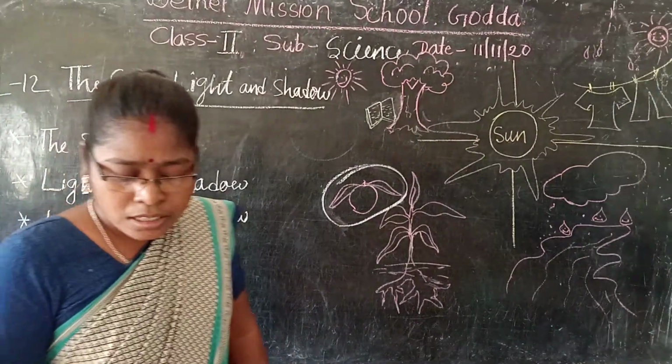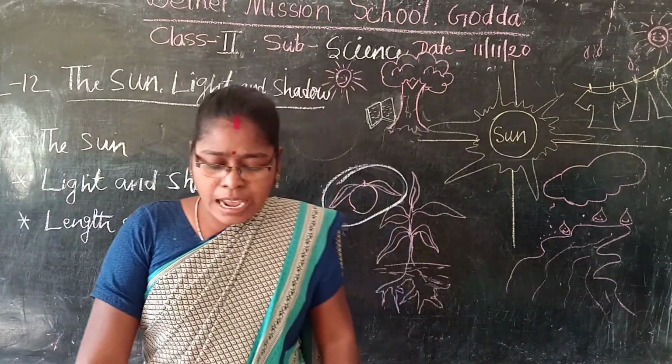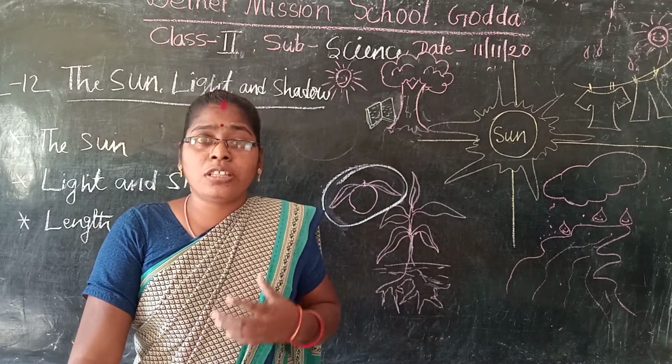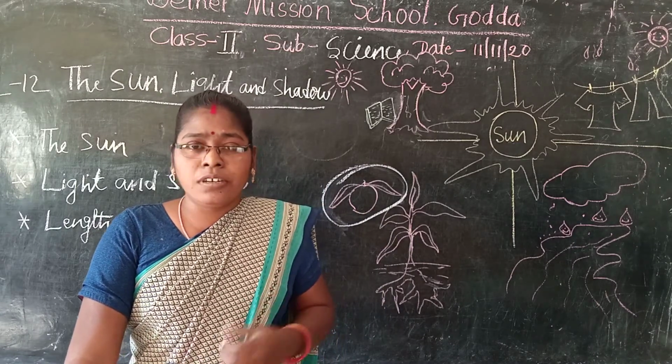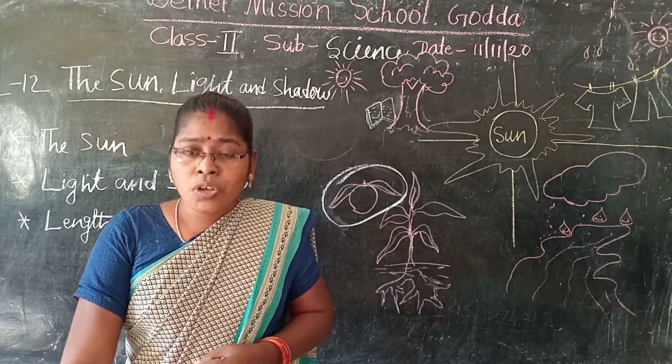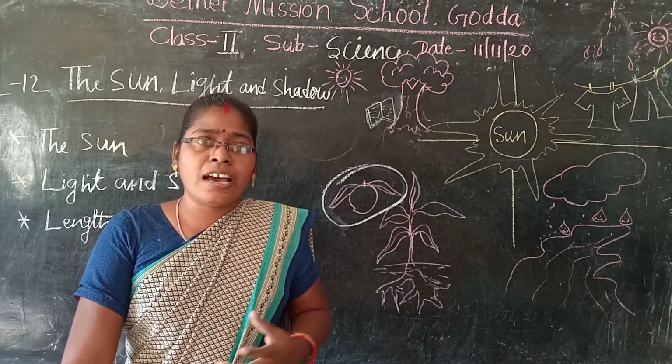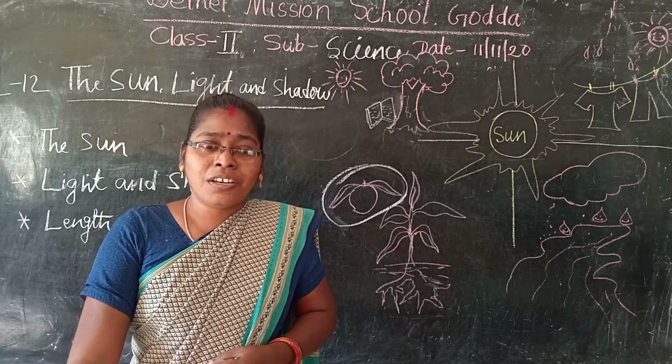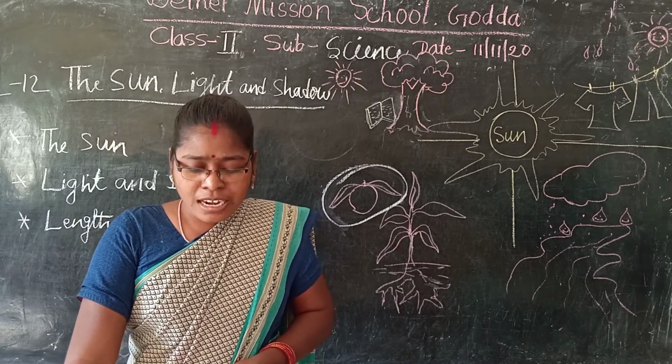Now, second point, light and shadow. The light helps us to see the world around us. We cannot see in the dark. Can we see in the dark? No, we cannot see in the dark.